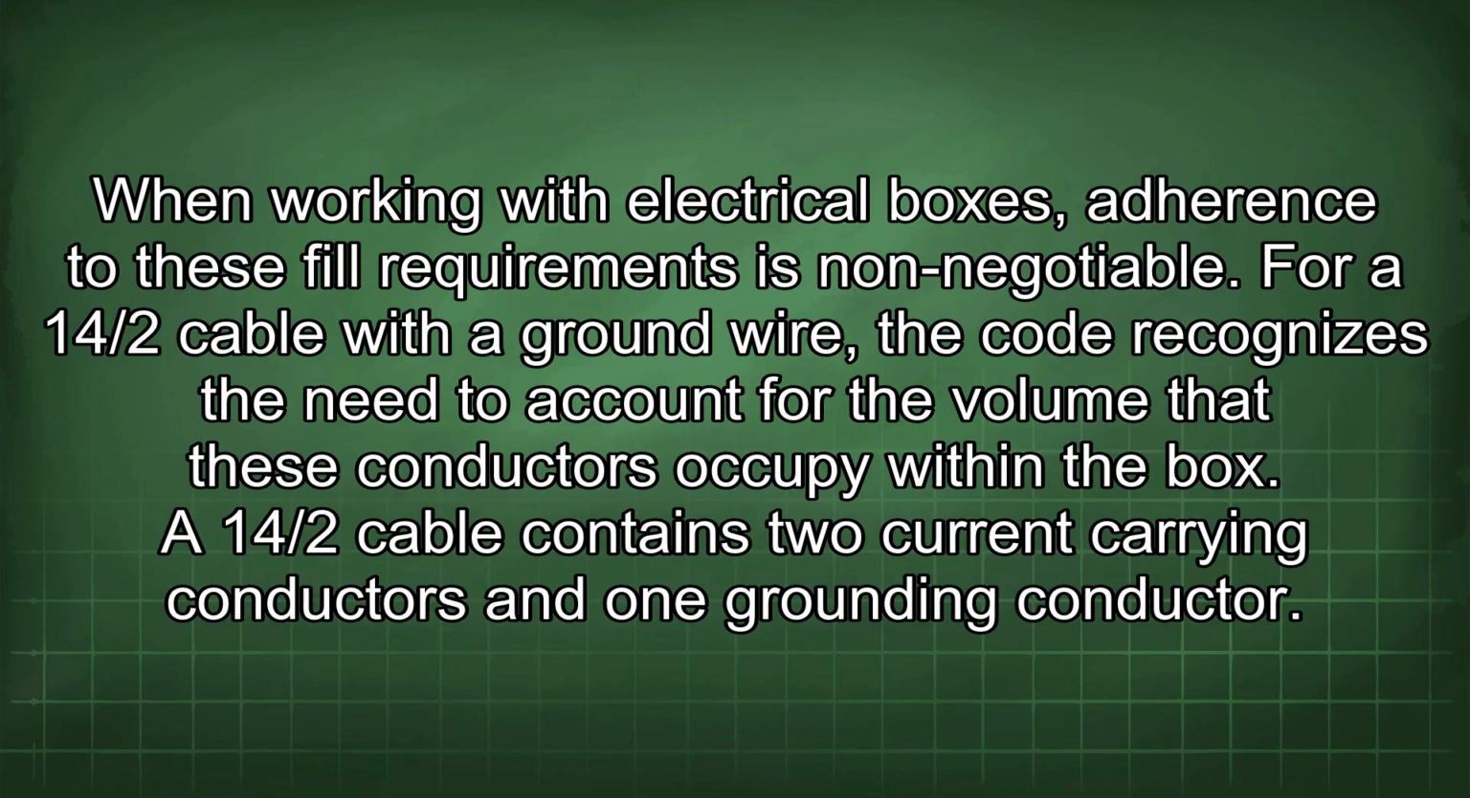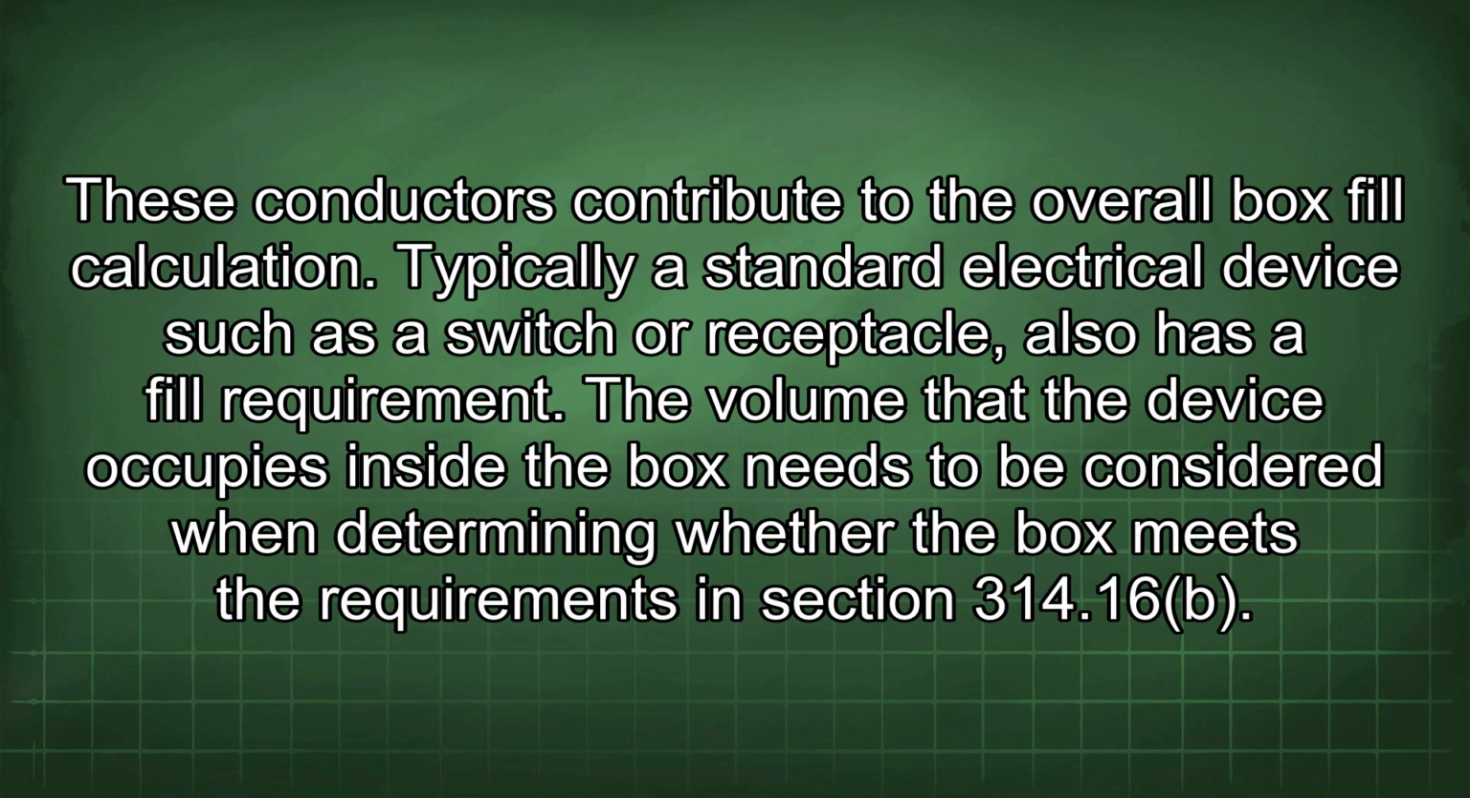For a 14/2 cable with a ground wire, the code recognizes the need to account for the volume that these conductors occupy within the box. A 14/2 cable contains 2 current-carrying conductors and 1 grounding conductor. These conductors contribute to the overall box fill calculation. Typically, a standard electrical device such as a switch or receptacle also has a fill requirement.